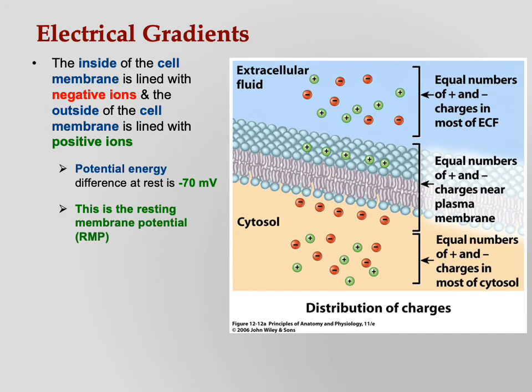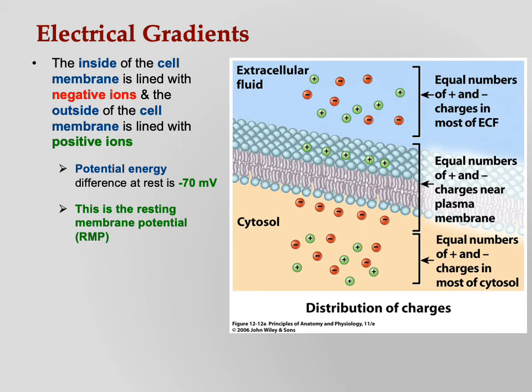So we could have measured the potential either inside or outside. If we measured it outside, it would be positive 70 millivolts. But as it turns out, it's easier for purposes of measurement to measure inside the cell. So that's why we go with negative 70 millivolts. We call that the resting membrane potential.